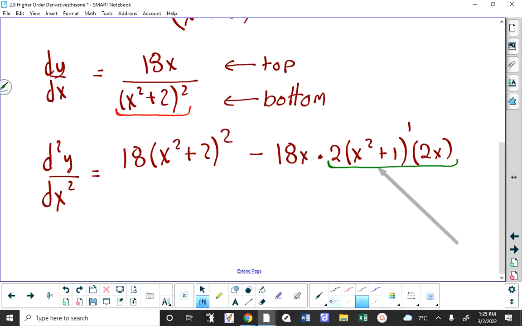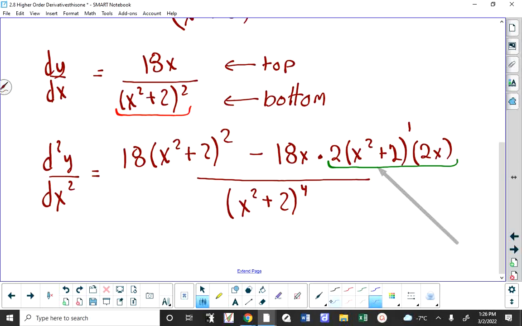I understand what the wrinkle in your forehead is. We wrap the 2 around the x squared plus 2. That's what you were trying to communicate to me. Good. I knew I wrote something wrong when I start to see those wrinkles. I wrap the 2 around the x squared plus 2 and drop 1 from the exponent, and then I multiply by the derivative of what's inside. This is now over the bottom squared, which means it's now going to be over x squared plus 2 to the 4.